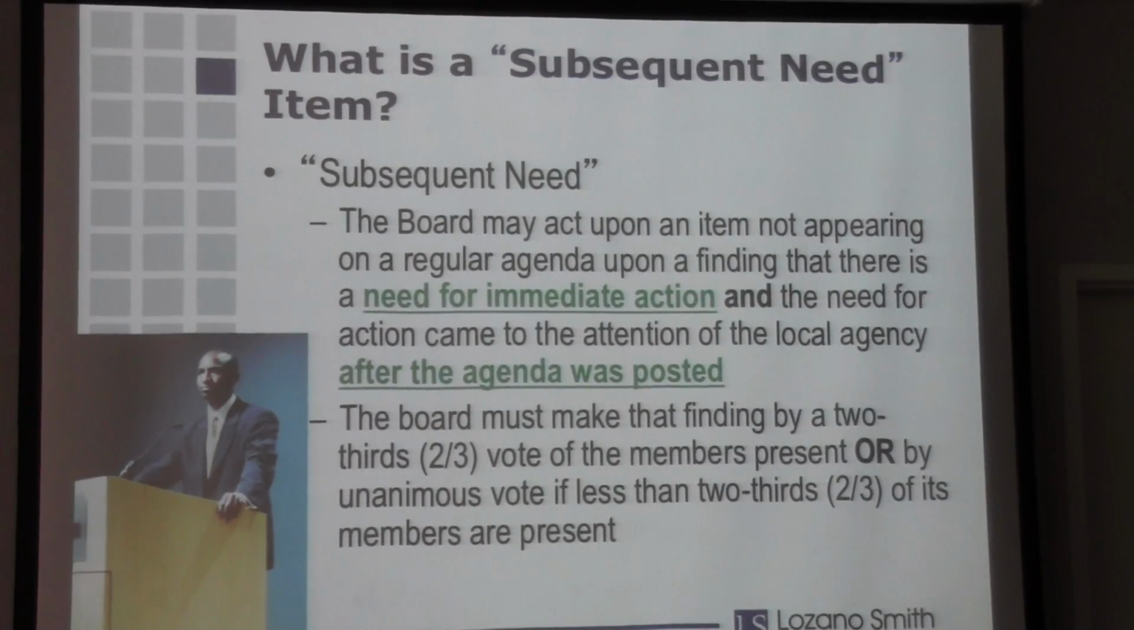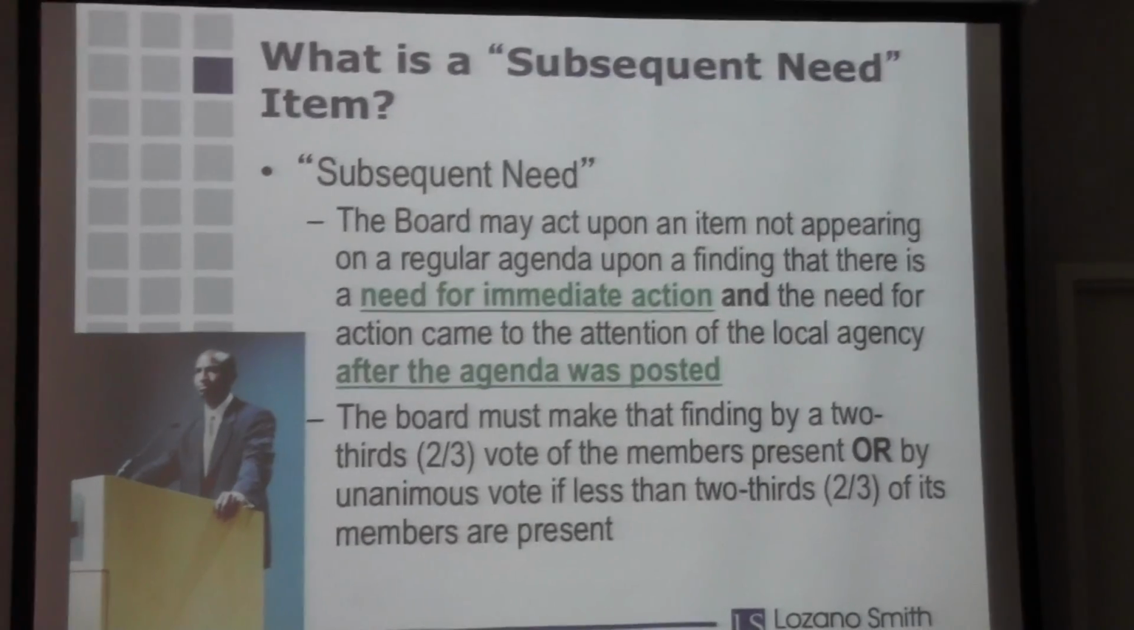So this is a question that comes up a lot. What is a subsequent need item? There really are two important tests to qualify. You have to have a need for immediate action. In other words, it can't wait for your next meeting. That need has to have come to the board's attention after you posted the agenda.